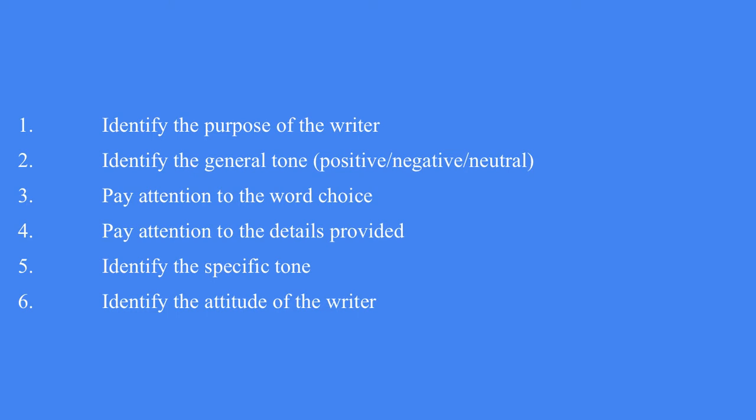The first step is to identify the purpose of the writer. The second step is to identify the general tone. It can be positive, negative, or neutral. Then you need to pay attention to the word choice and the details provided. The fifth step is to identify the specific tone. And finally, you can identify the attitude of the writer.